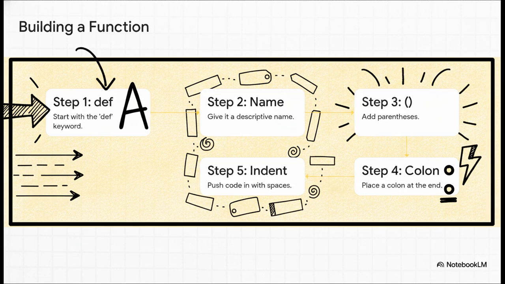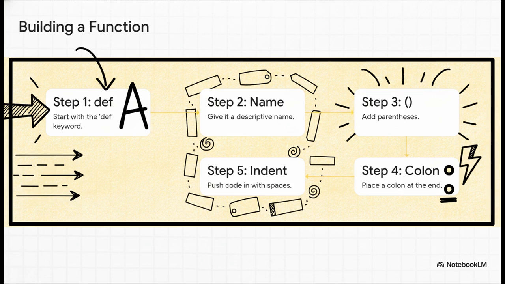First, we start with the word def. This is just short for define. It tells Python, hey, listen up, I am defining something new right now. Step 2 is giving it a descriptive name. If it calculates fees, call it calculate_fees, not just stuff or X. Step 3, you add parentheses, those little curved brackets. We'll see what goes inside them in a second. Step 4 is placing a colon at the very end of that line. This colon tells Python, get ready, the instructions are about to start on the next line.